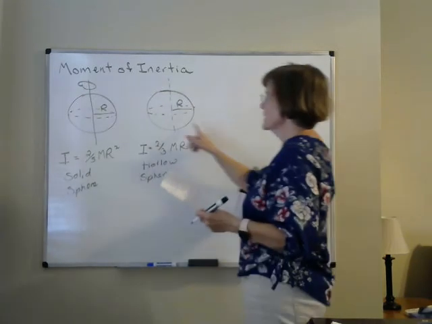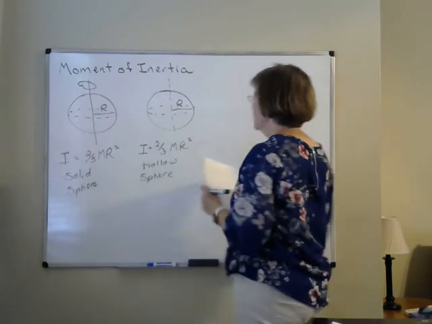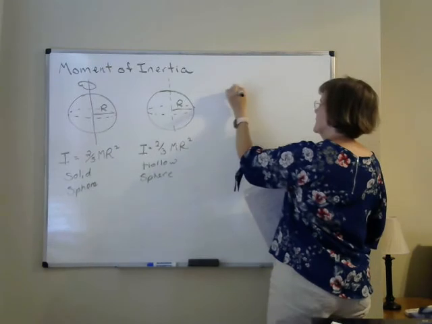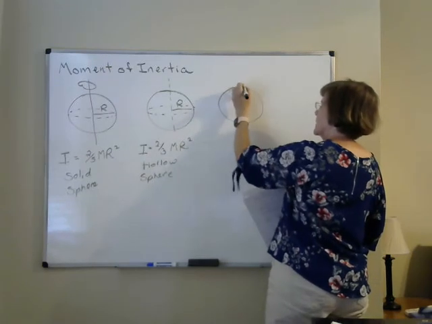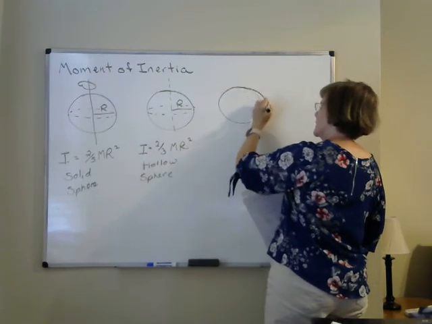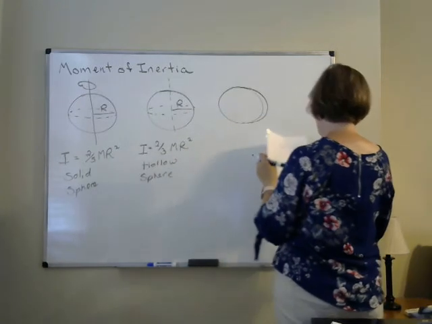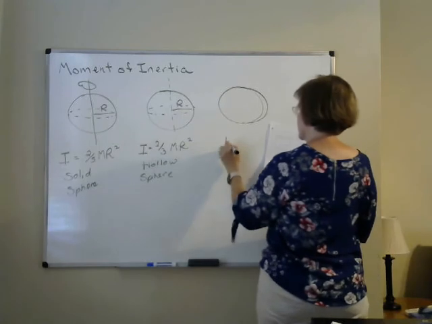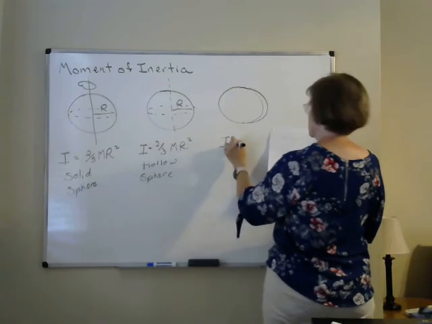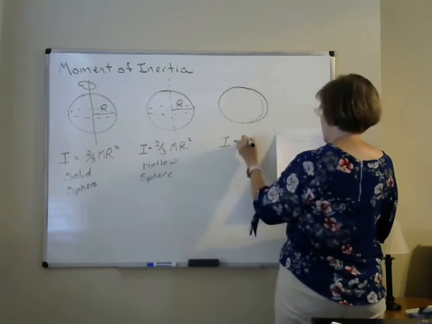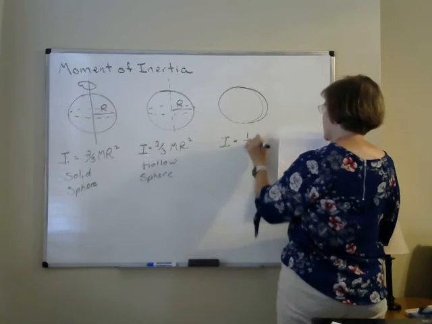We use these two a lot, and we'll use disk a lot. A solid disk looks like a wheel, so think of something that looks something like this. Again, this has already been calculated, so this is a solid cylinder. I is 1/2 mr squared.